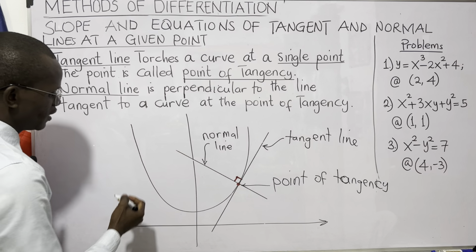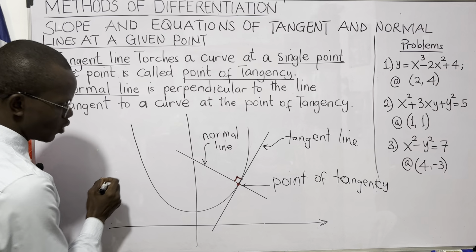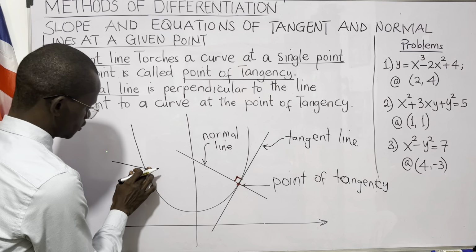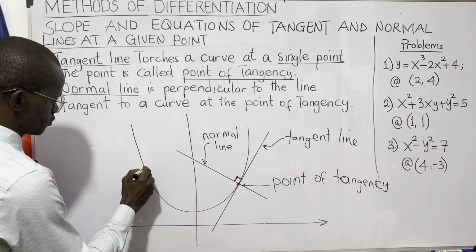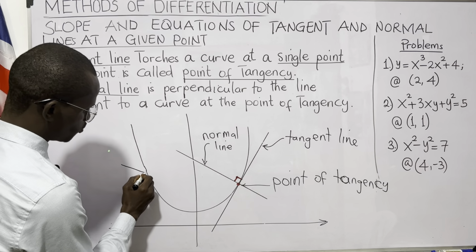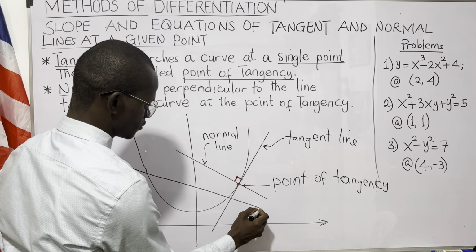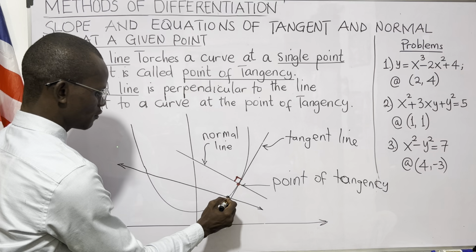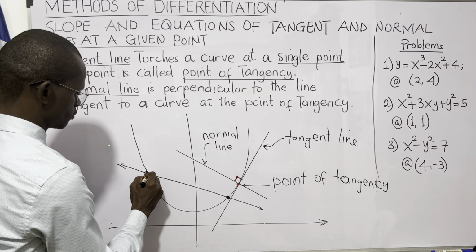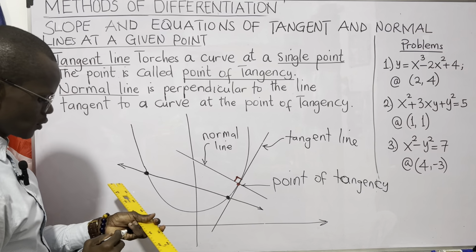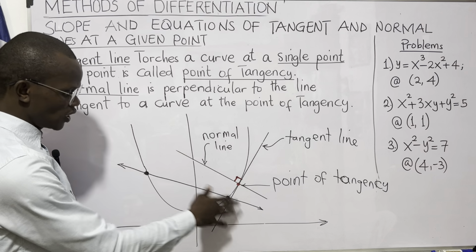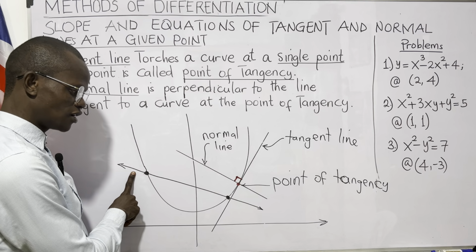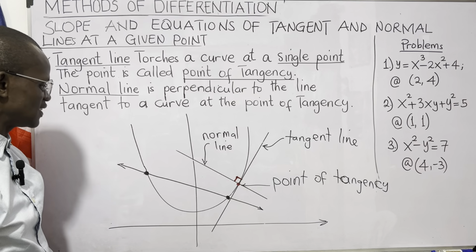Also, when a line touches 2 points on a curve, when this line touches this point and also touches this point, that is, it touches 2 points on this curve, this particular line is referred to as a secant line.